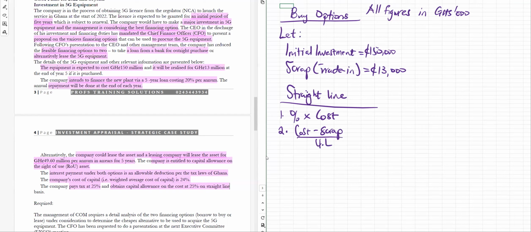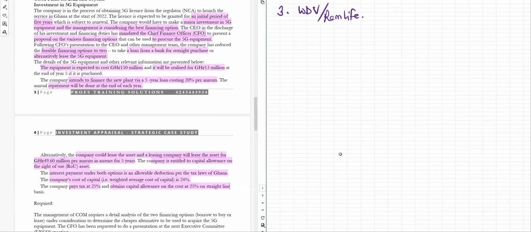What you can do for straight line, this is the common type that usually you can have. Then the third one is where you take the carrying amount of the asset or the written down value over the remaining life. So if the written down value of the asset is given, you just divide by the remaining life of the asset. This is how you normally do it when you are given this type of question. Okay, so with that being said, we can get the capital allowance for this asset.